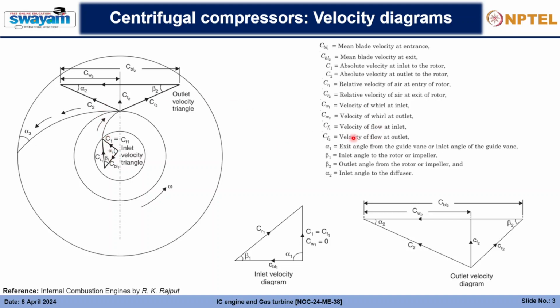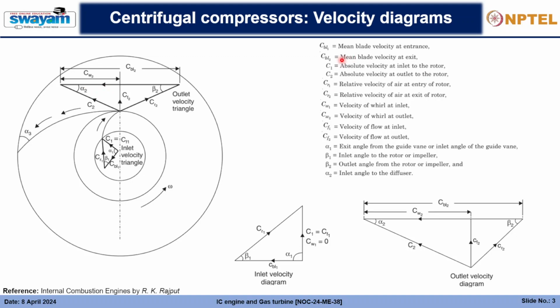This is alpha 1, the exit angle from the guide vane or inlet angle of the guide vane, and it will go to the outside and have an outlet velocity triangle. It will go with a relative velocity CR2. CR2 is the relative velocity of air at the exit of the rotor. Here the mean blade velocity will be this magnitude, and the flow velocity will be in this direction. Hence, the whirl velocity, which is the main component responsible for producing the power, will be in this direction, as you can see.